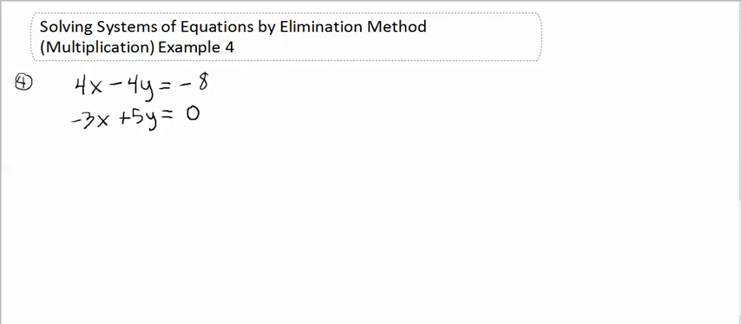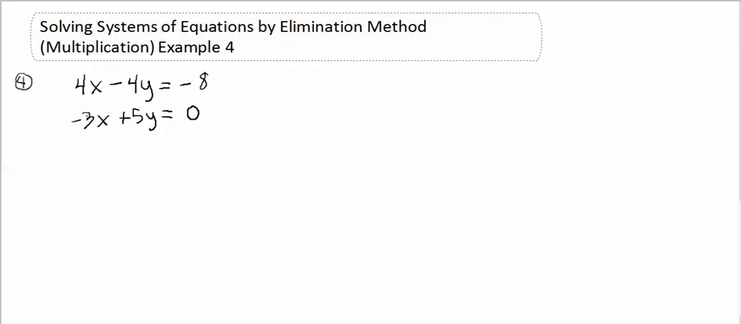Okay, so we are going to be doing example 4, solving systems of equations by the elimination method using multiplication. Now let's look to make sure that we have all our x's lined up. We do. All of our y's lined up. We do. And all of our numbers lined up. Then I look to see, is there any number or any variable that I can eliminate?